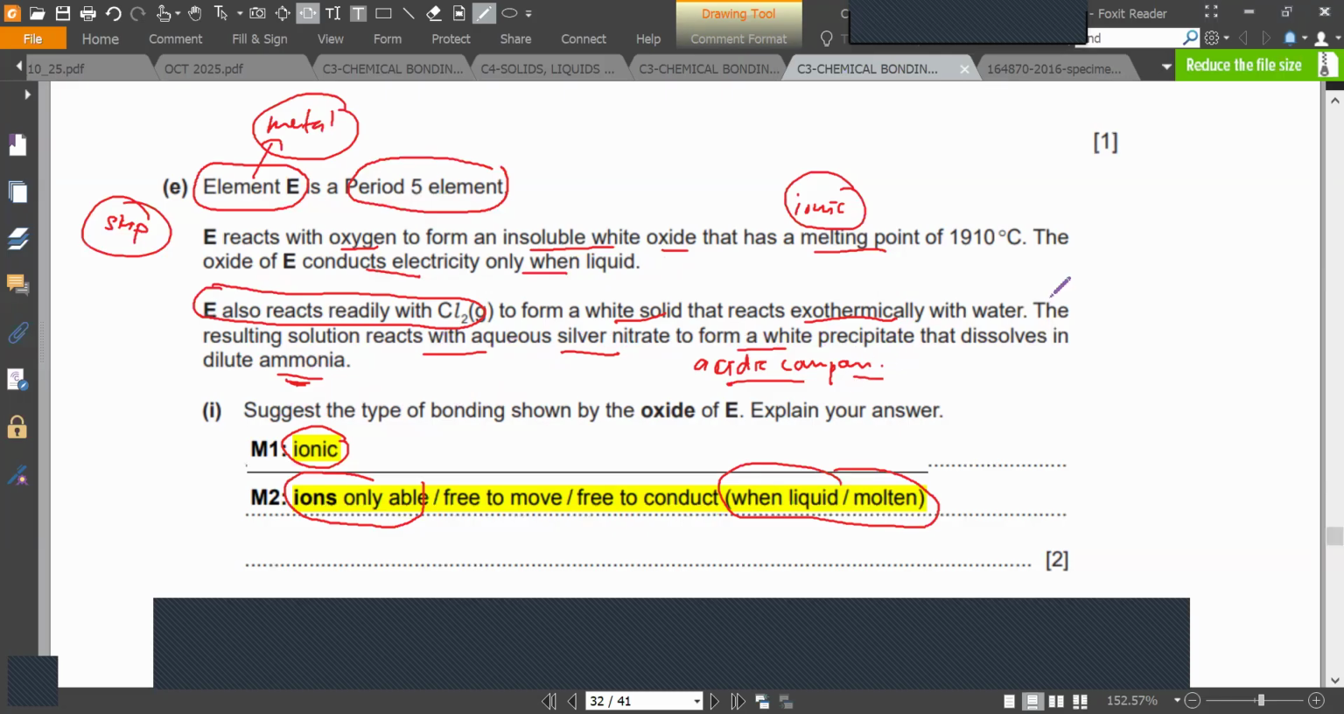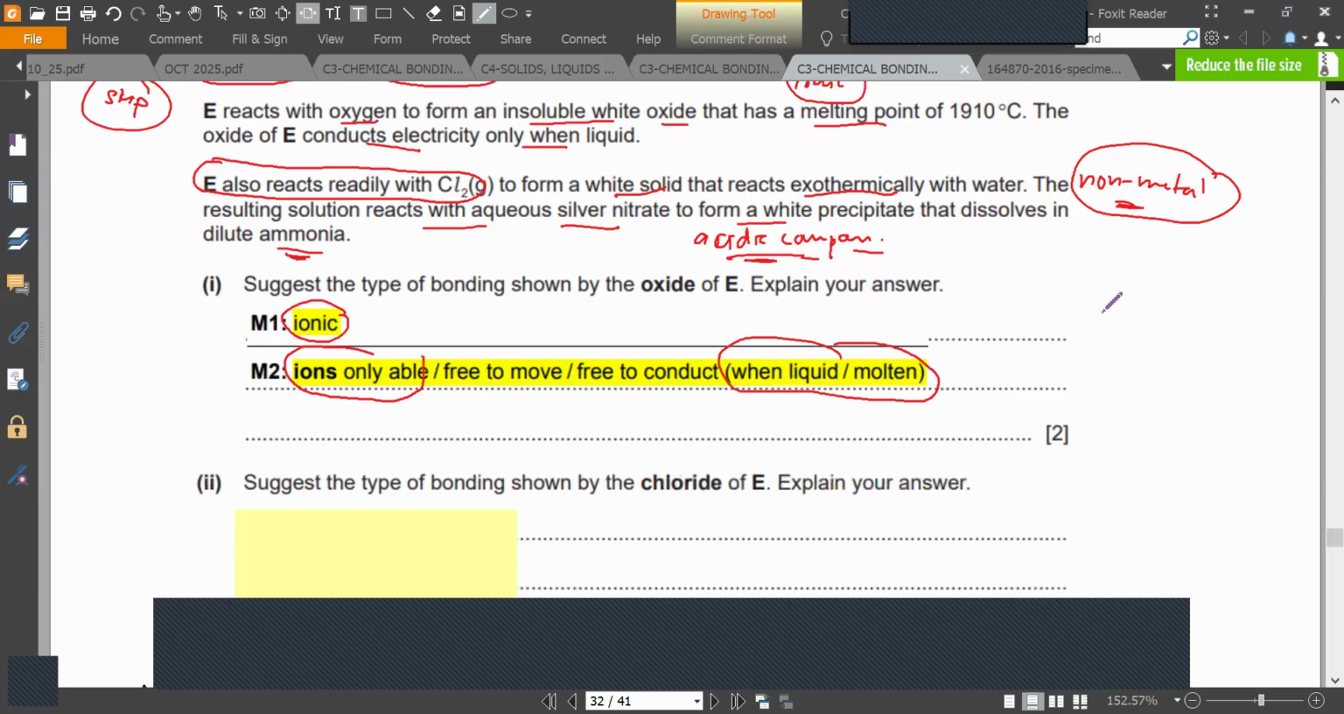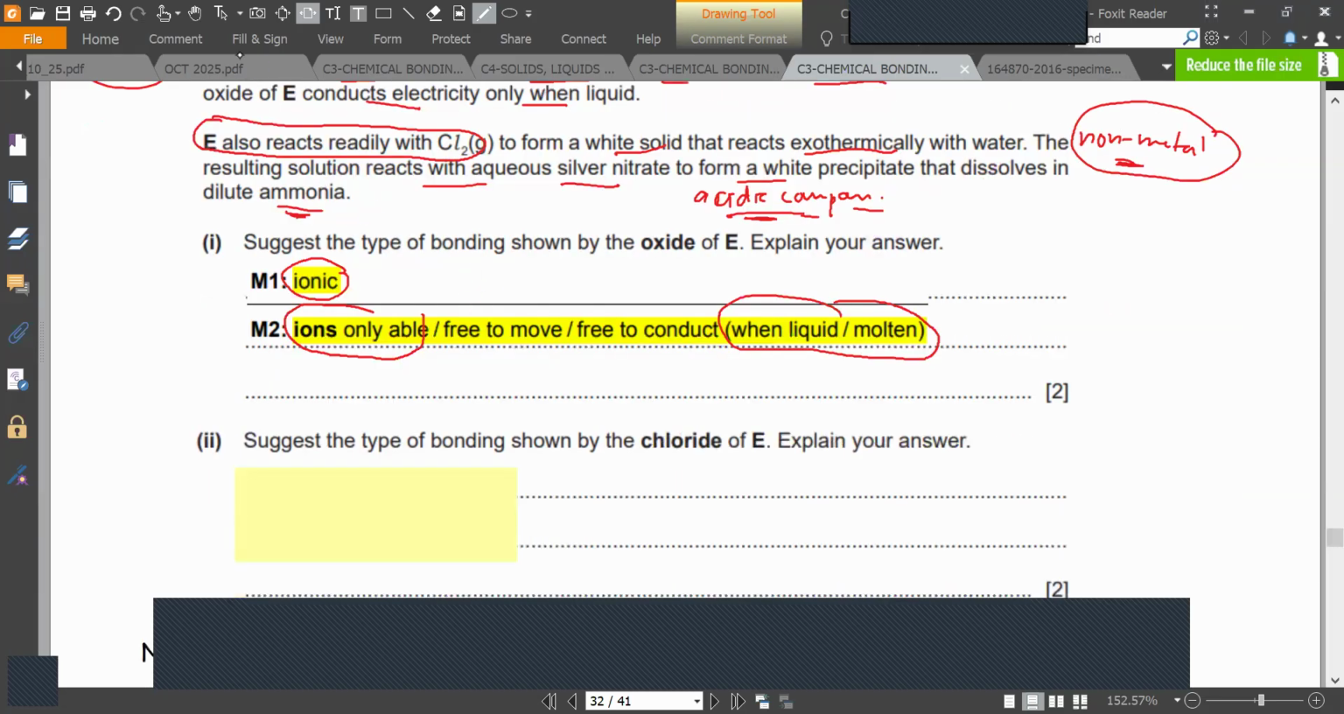So element E also has non-metal characteristics, because it can form an acidic compound. Normally a metal will form salts or basic compounds. But if it's acidic, it has non-metal characteristics. So we are saying this one is covalent, and it's hydrolyzed by water.